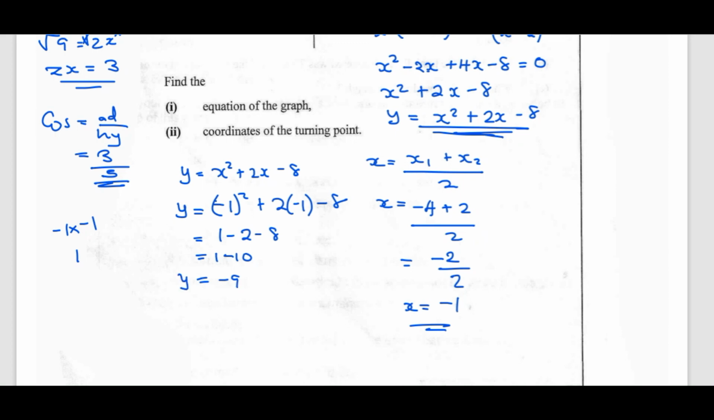So y is equal to negative 9. So the turning point, because we're looking at the turning point, would be (1, -9). So this is the turning point. So let us move to the next question.